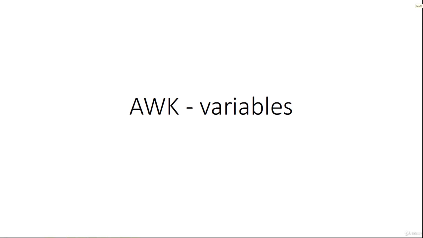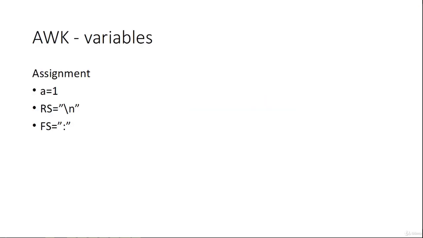In this lecture, we will talk about variable assignment and how to do math operations with variables. Assignment is pretty simple and is the same as you know for bash. When we want, for example, to assign value 1 into variable a, we will use a equal sign 1. For string assignment, when we want to assign a word or sentence, we are using quotation marks.